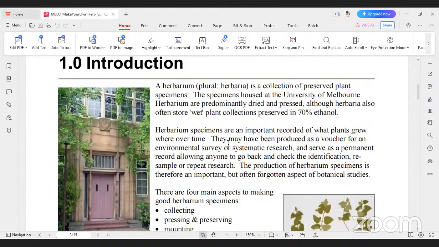First of all, let me give a small introduction about the herbarium. Herbarium, plural herbaria, is a collection of preserved dried plant specimens. The specimens housed at the University of Melbourne herbarium are predominantly dried and pressed. So the collected plant material is dried, pressed and preserved. That specimen is called a herbarium.